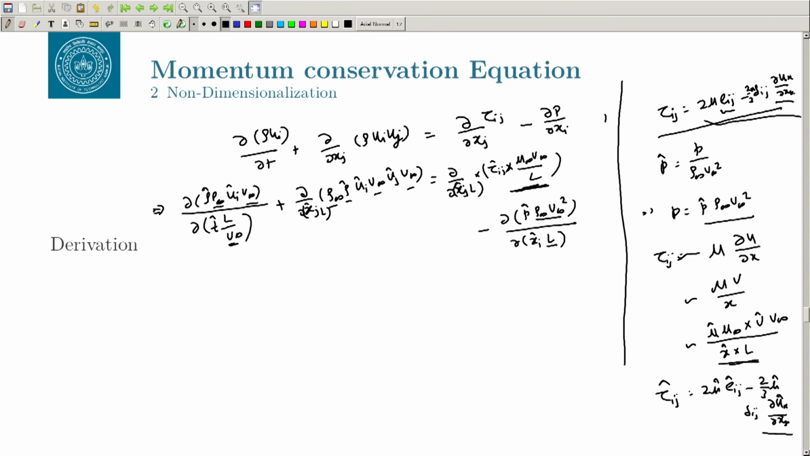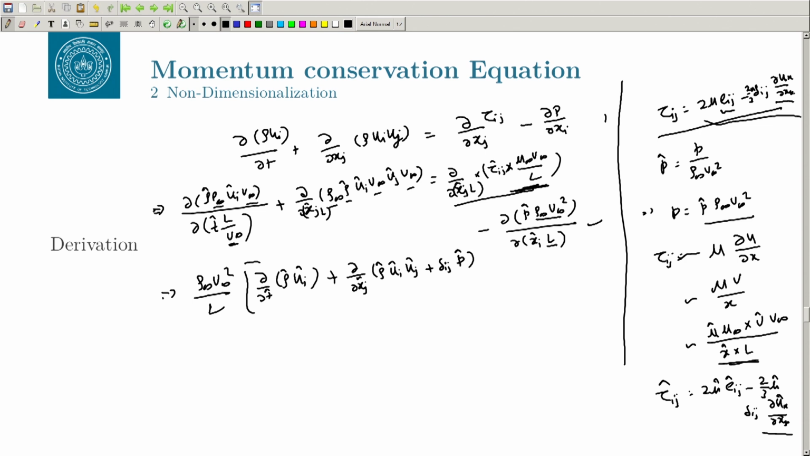The only difference here is this term. We will collect all the rho infinity u infinity square by L here. So this will become rho infinity u infinity square by L, and then you have del by del t of rho hat u_i hat plus del by del x_j hat of rho hat u_i hat u_j hat, and plus I am bringing the pressure term to the left side. So then delta_ij will come, you will have p hat, because I have taken rho infinity u infinity square already on the left side.